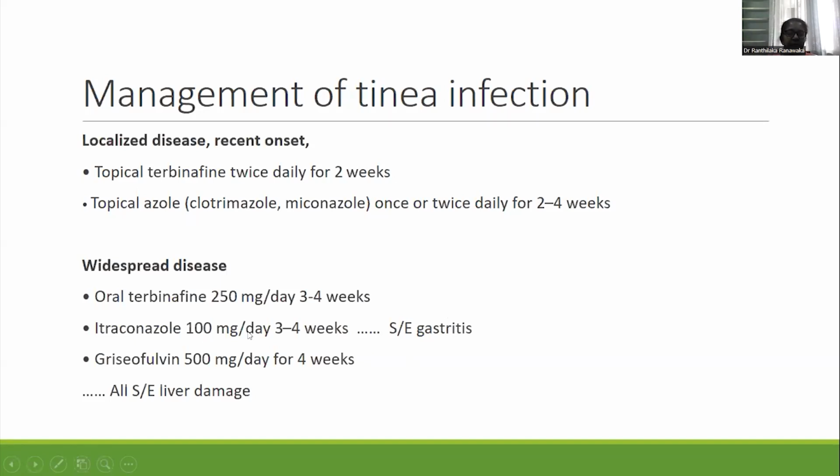Itraconazole, they have to take 100 milligram daily for the same period. But the problem is gastritis. So usually I don't treat with itraconazole for 4 weeks, because definitely everybody gets very severe gastritis, right? So if you go for 4 weeks, better to start with terbinafine or griseofulvin. Griseofulvin, 500 milligram daily for 4 weeks. With all these drugs, the problem is liver damage. So if you go further after 4 weeks, you have to check SGPT and then continue, right?